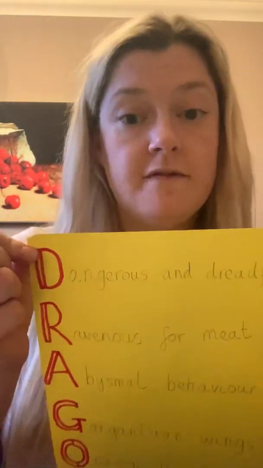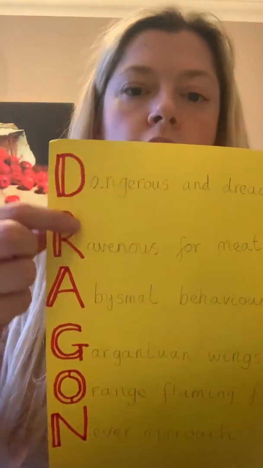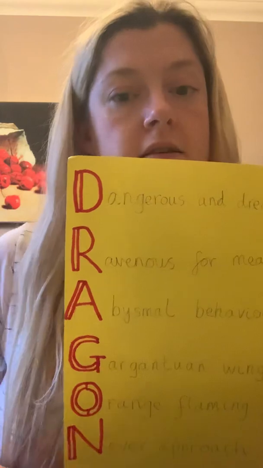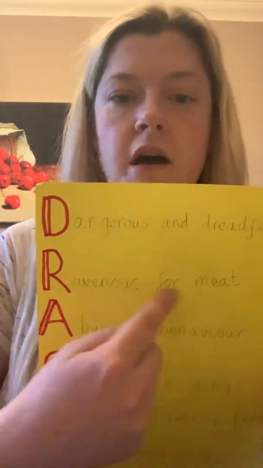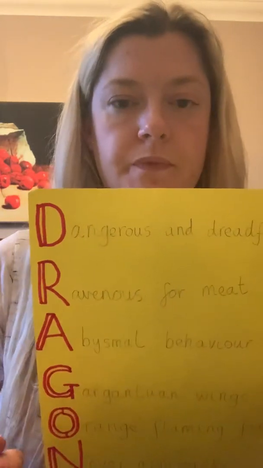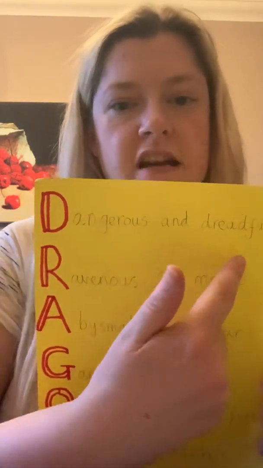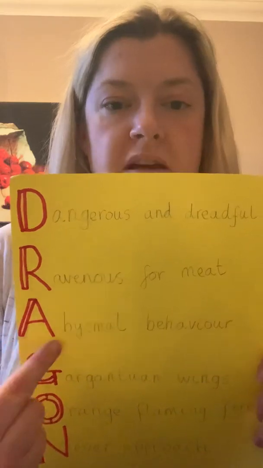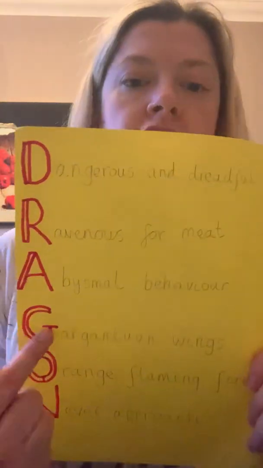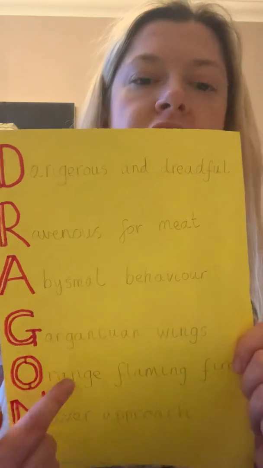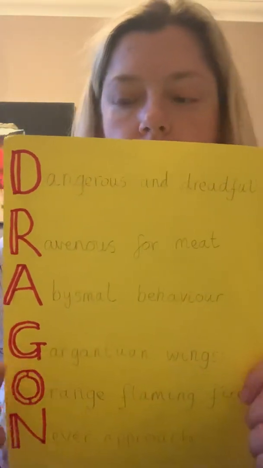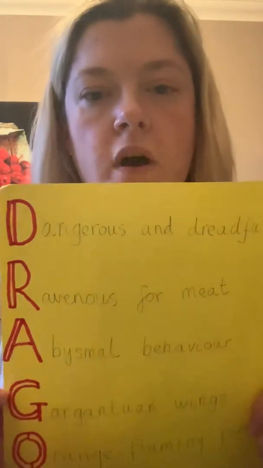So it's going to be your job to do something similar to what I've done. So you have to write down one side of the paper, dragon. Now it has to be in capital letters because each letter is the start of a new line. Okay, so dangerous and dreadful, ravenous for meat, abysmal behaviour, gargantuan wings, orange flaming fire, never approach. Okay, so they're all of the words that I've come up with.